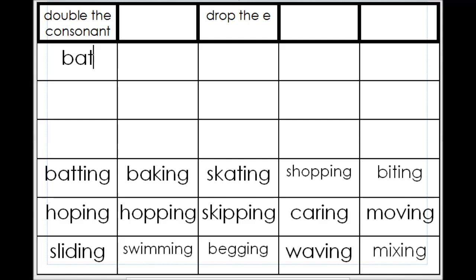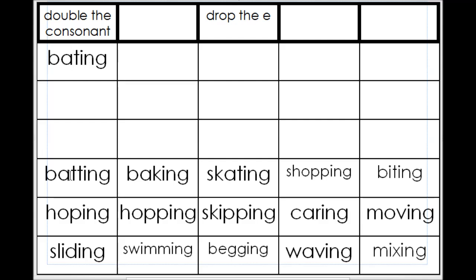We spell bat, B-A-T. But as you can see here, we've doubled the T. Why have we done that? Well, if we simply add ing, we can see that this I works as that magic letter to make this A say its name. So in this case, by not doubling the T, we would read this word baiting, baiting.